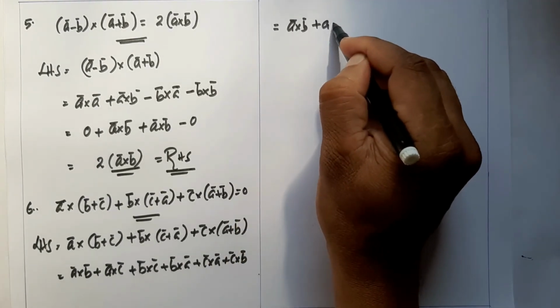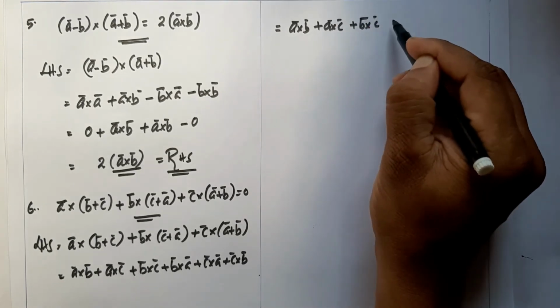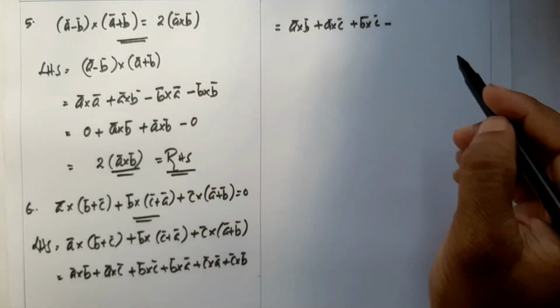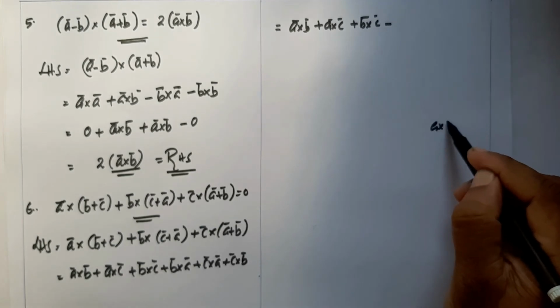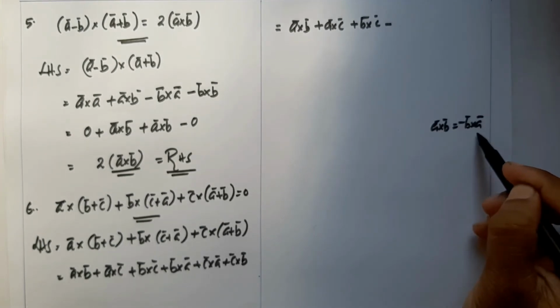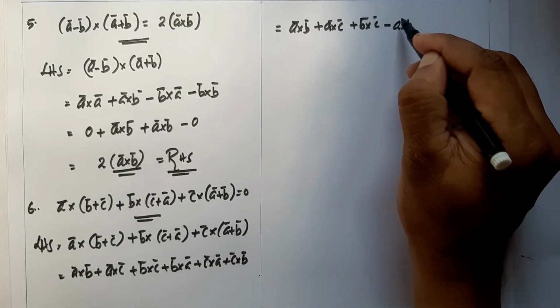A cross C also, there is no change. B cross C is no change. The other three terms: B cross A cross B is not equal to B cross A, but A cross B is equal to minus B cross A. And therefore, B cross A is equal to minus A cross B.